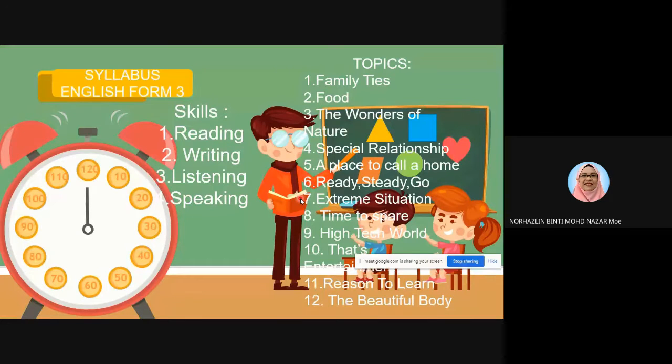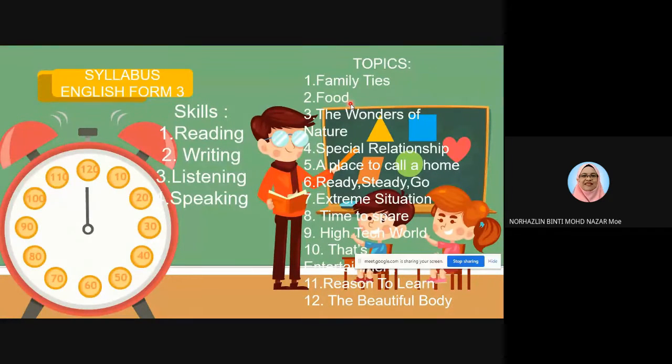The first unit, you're going to study about family ties. In this unit, you're going to talk about your family, mother, father, relationship, and then you have to describe certain photos. Unit 2 is about food. Talk about food, talk about restaurants, and then you learn how to write a review of a restaurant. In this unit, they'll give you a sample, and then you just follow the sample based on the language given in that topic.